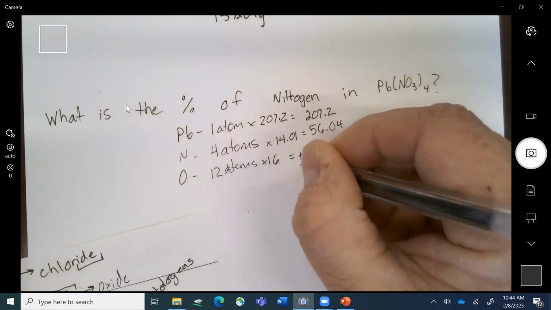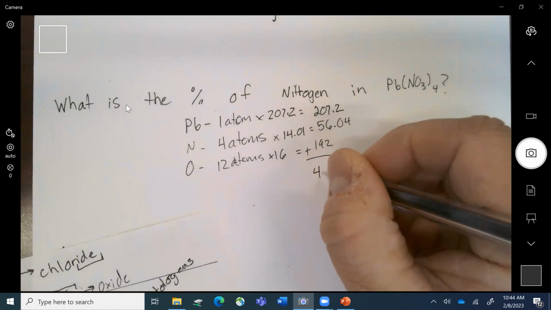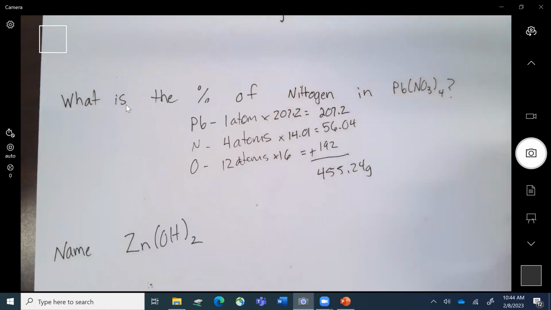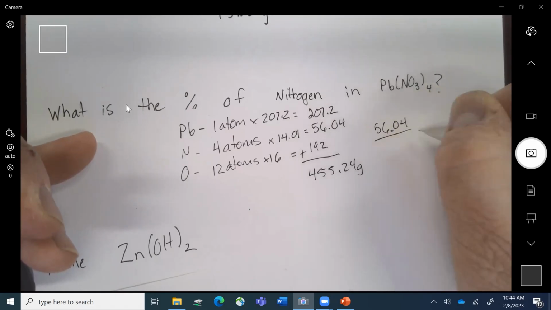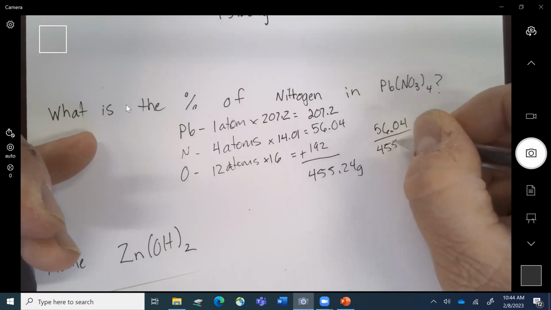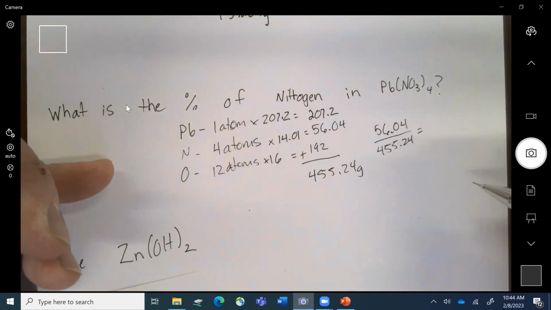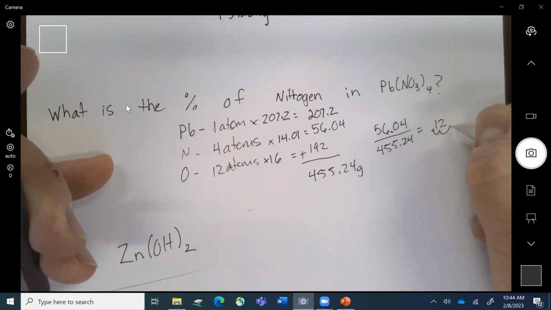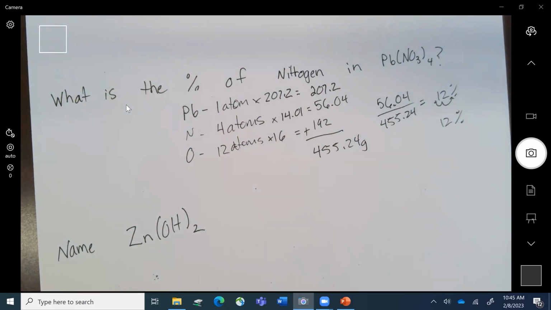Yep, okay. So now I add these together. 56.04 plus 207.2 plus 192. 455.24 grams, okay? Now I said, what is the percent of nitrogen? So it's 56.04 divided by the part over the whole. 56.04 divided by 455.24 gives us 0.12, 2 places to the right. So 12%.